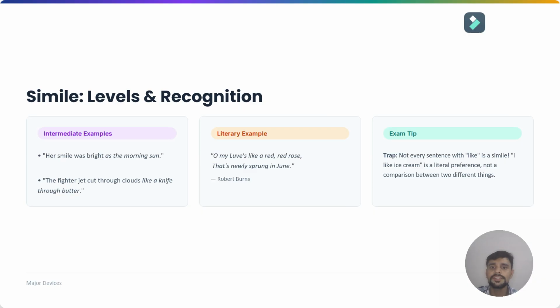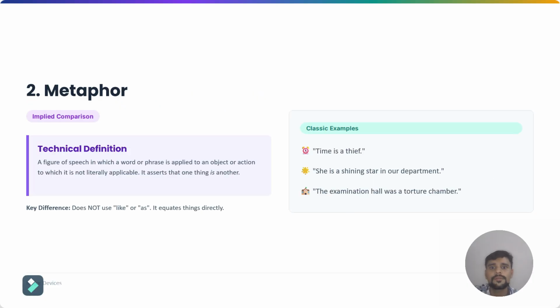Not every sentence containing like is a simile. This is very important. For example, I like ice cream. Is that a comparison? It's just a statement. So, no. Like here means enjoy. So remember, like plus comparison is equal to potentially simile. And like plus preference or action, not necessarily simile. Correct. Now we move to metaphor.